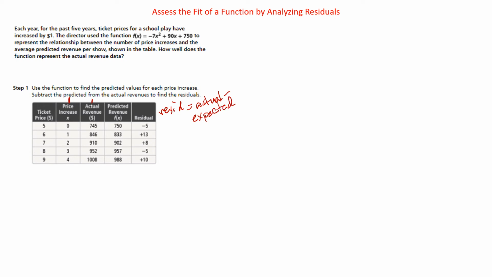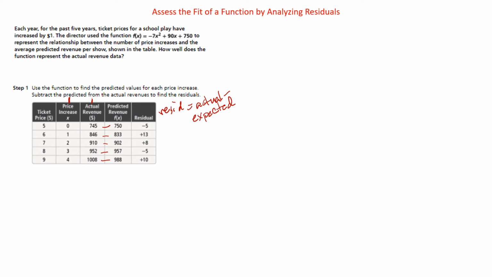It's the actual, so 745 minus 750. We just need to subtract these to find the residuals. So the residuals would be the error. Now, error is not necessarily a bad thing. Like, it doesn't mean mistake. Error is just the difference between what we predicted and what actually happened.